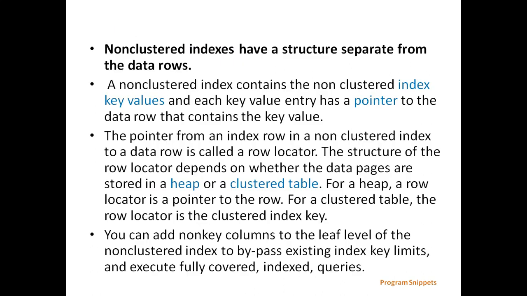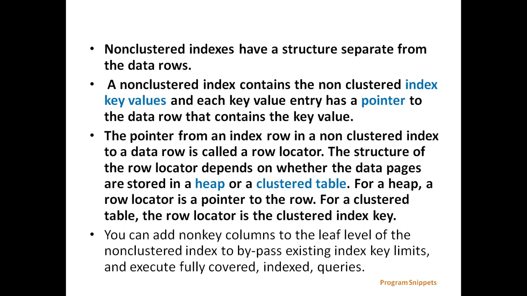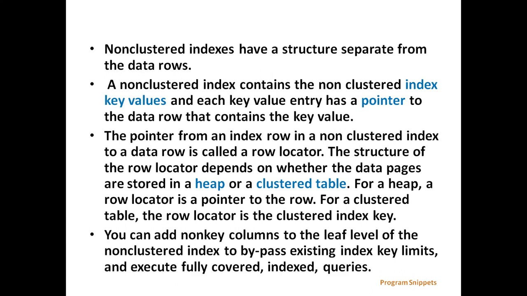Non-clustered indexes have a structure separate from the data row. It contains the non-clustered index key values, and each key value entry has a pointer to the data row that contains the key value. The pointer from an index row to a data row is called a row locator. The structure of the row locator depends on whether the data pages are stored in a heap or a clustered table. For a heap, row locator is a pointer to the row, and for clustered table, the row locator is a clustered index key. You can add non-key columns to the leaf level of the non-clustered index to bypass existing index key limits and execute fully covered indexed queries.